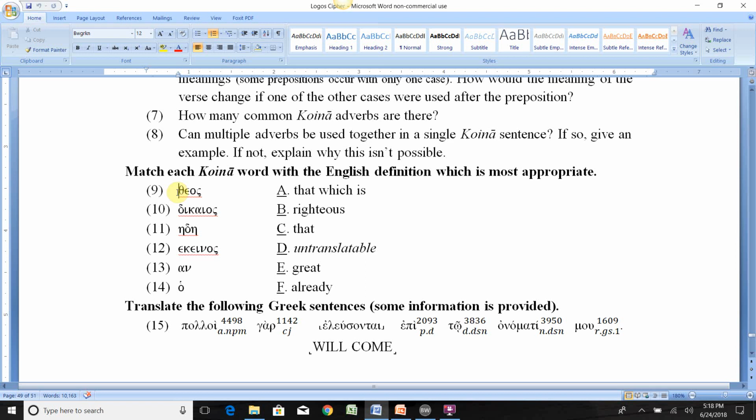All right, so the first word was theos, and what did we find out for our definition for theos? Great is a good definition for theos. That's not the typical one. What's the typical one? God. Yep. Great is probably the more accurate one, but if you put that down, no one's going to know what you're talking about. Right. And then number 10, the chaos. What did we find out for that one? Letter B, righteous. That is correct.